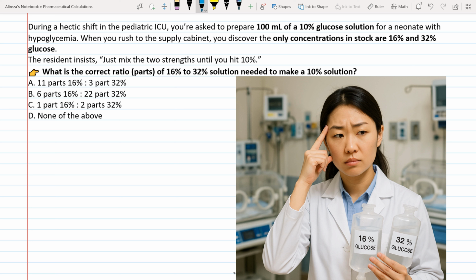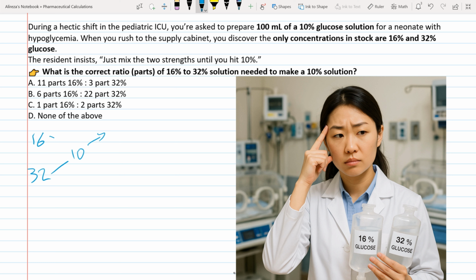Now, when mixing different strengths of solution, it is useful to set them up so that you can see what part of each solution you need to get to your target. One common method is to list what you have in stock. So we have 16% and we have 32%. And then in the middle, we will put our target, which is 10%. And then you will see what part of each of these you are trying to get.